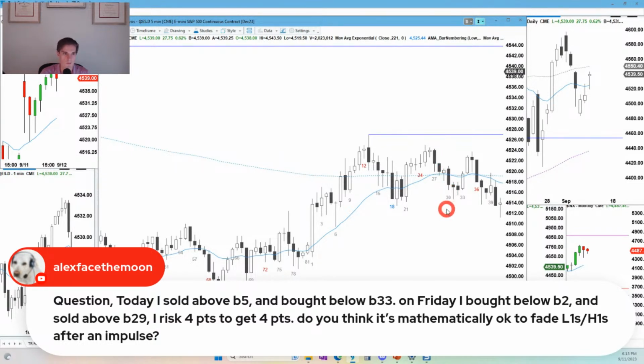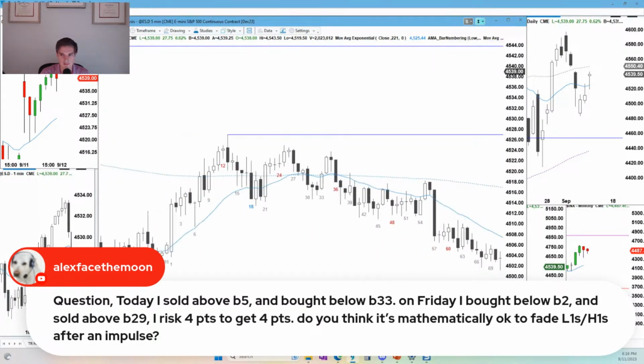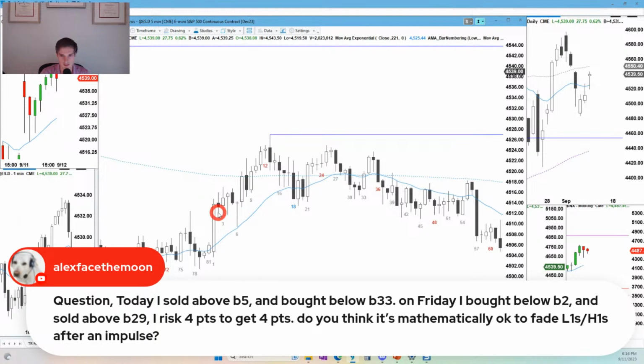Actually, I'm sorry, I misread that. Let me just start the question over. So, I sold above 5 here and below 33 here. I think both of those trades are fine. 33, better to scale in. And on Friday, I bought below 2 here, which I think is fine. And I sold above bar 29 here. I thought that was reasonable, selling above 29. I risked 4 points to get 4 points.